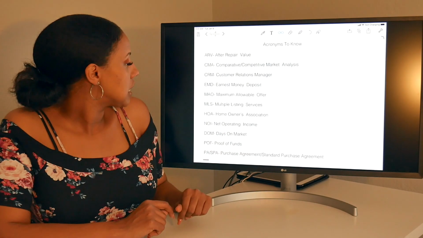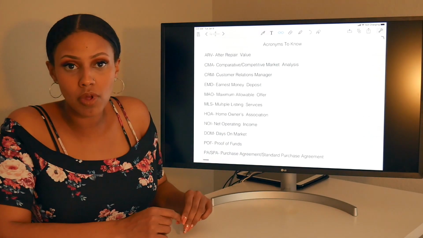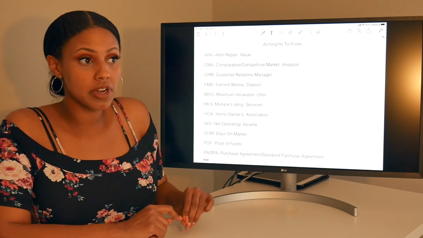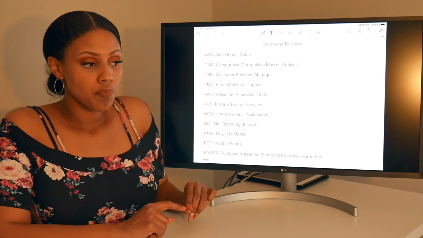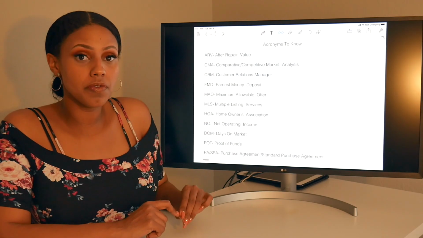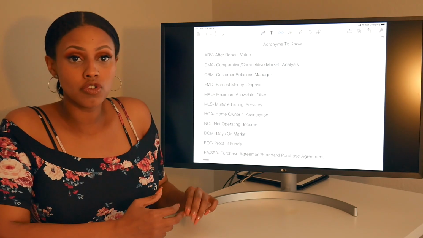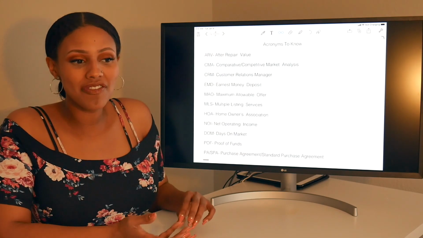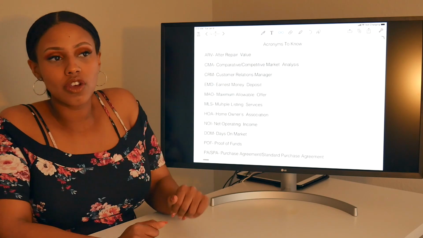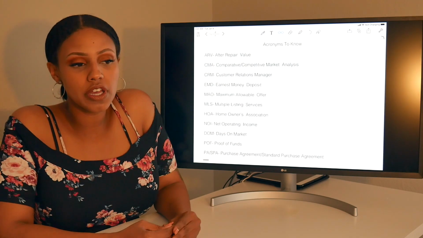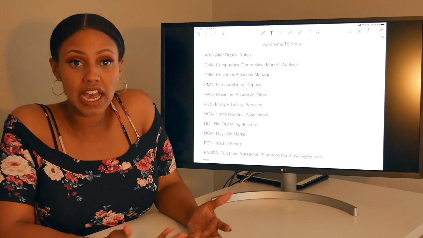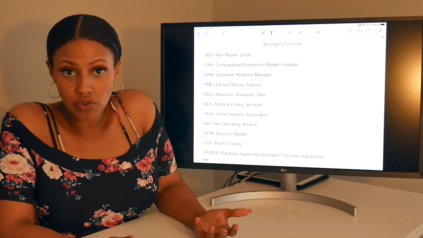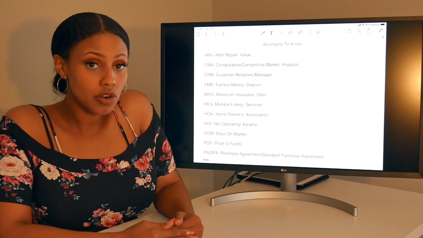So the next one is your MAO, or your maximum allowable offer. I don't really like to use MAOs when I'm doing deals, or if I'm training one of my students or someone who's training with me. If you have an MAO, you're going to end up at your MAO. So it's your maximum allowable offer. If you know a property can sell to a cash buyer for $50,000, and you want to make at least $10,000, then your maximum allowable offer to the seller would be $40,000.